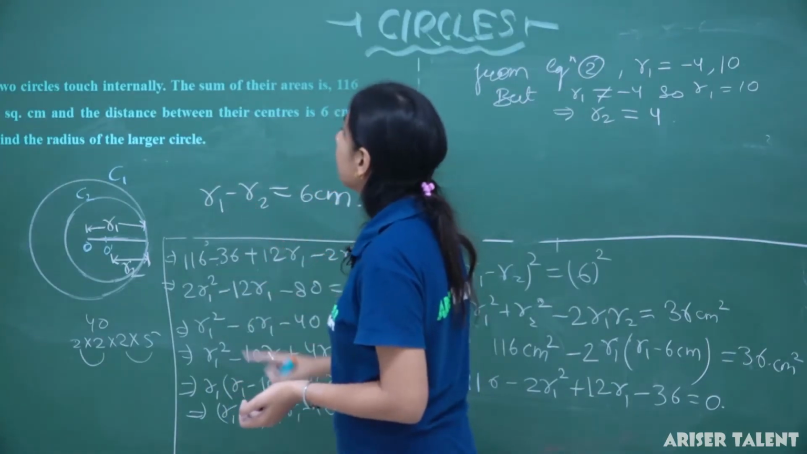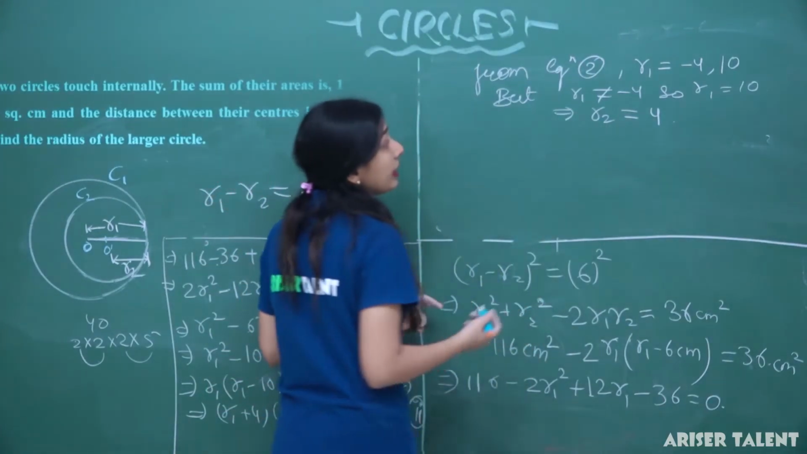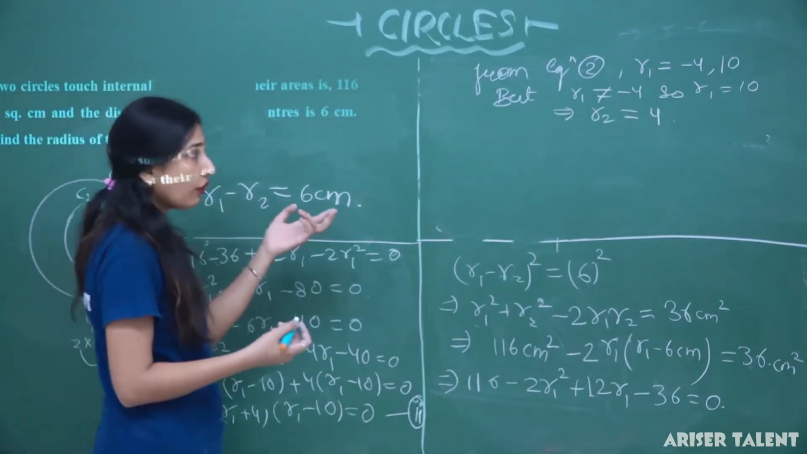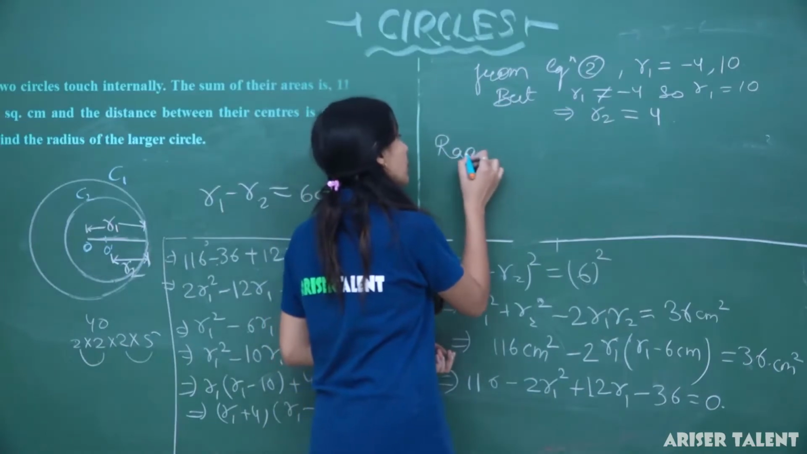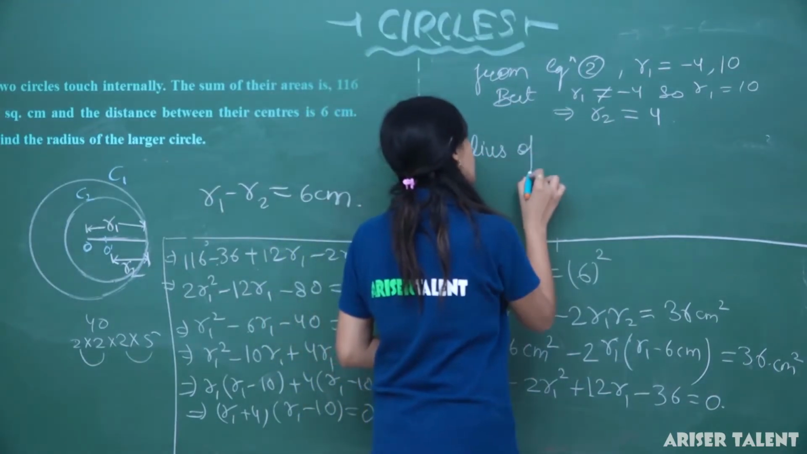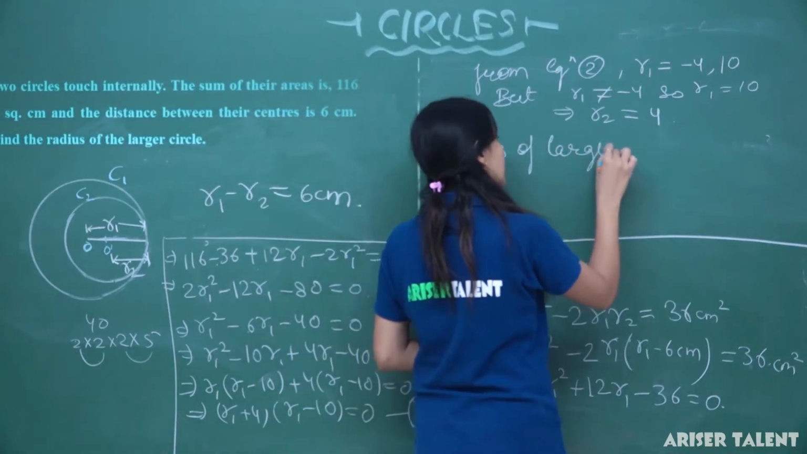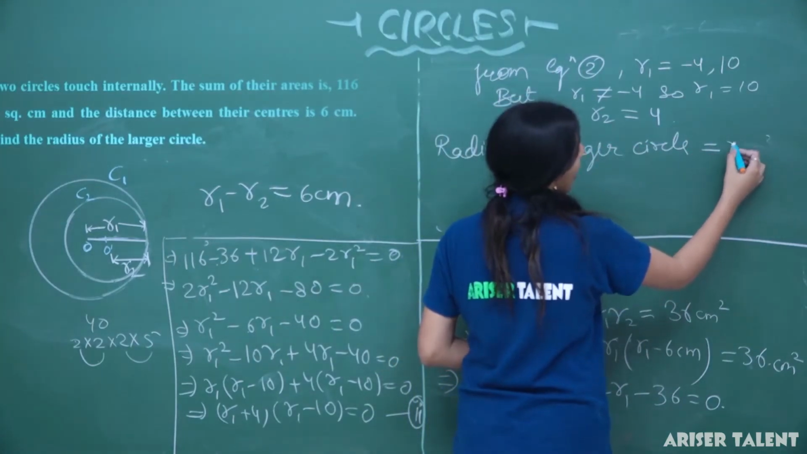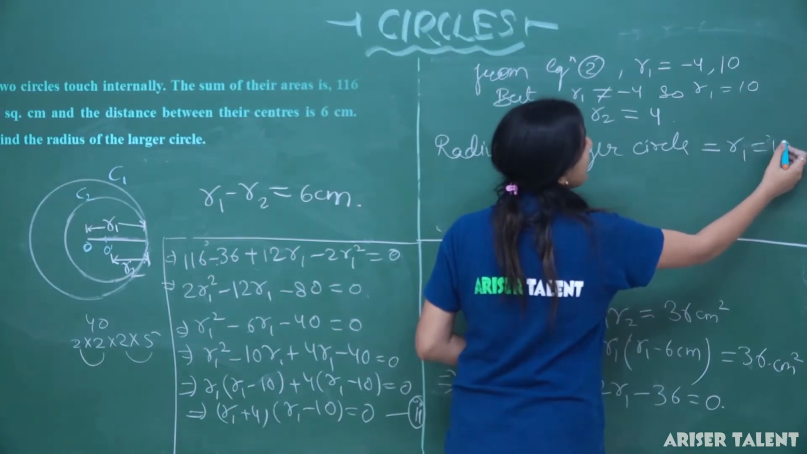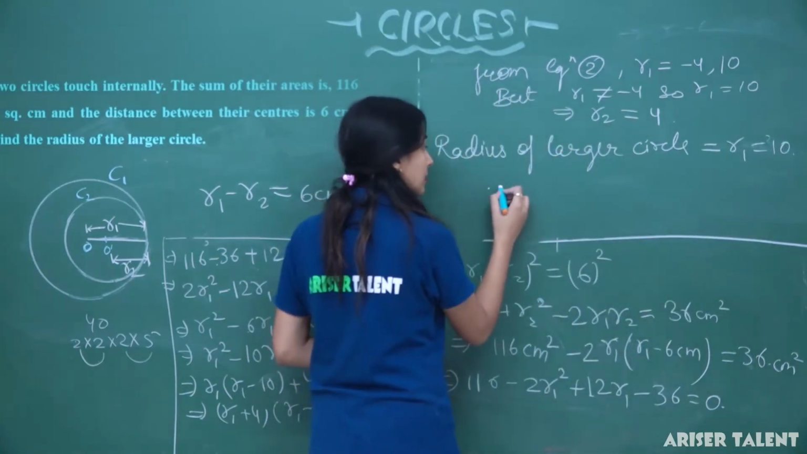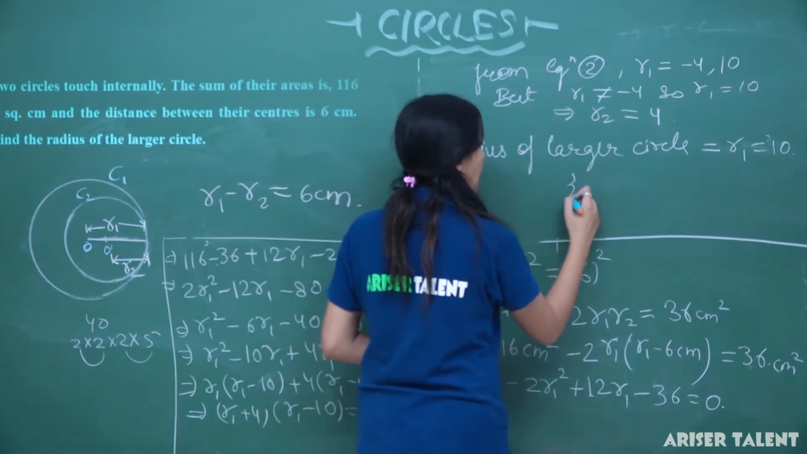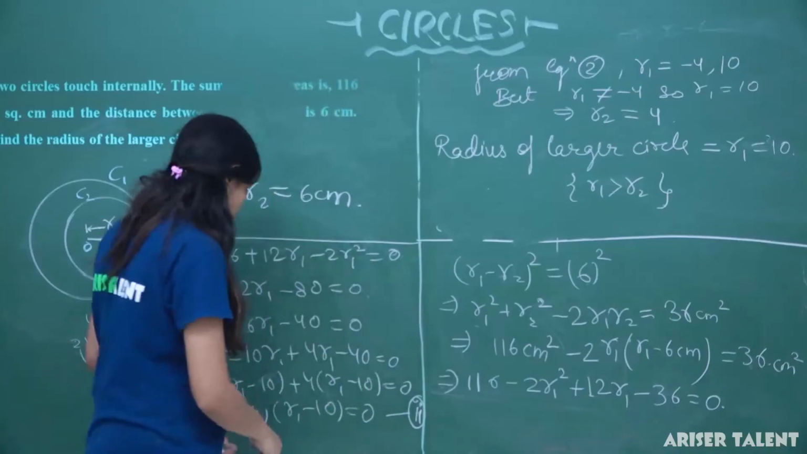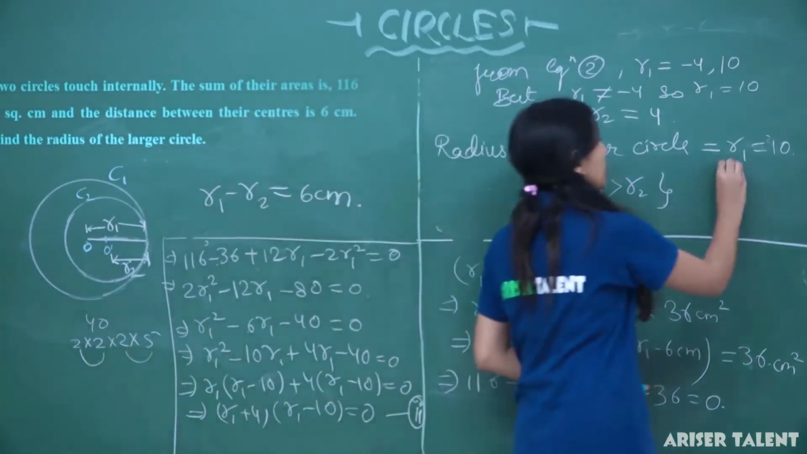Now, find the radius of the larger circle. So the radius of the larger circle, r1 is 10, r2 is 4. So obviously, the radius of the larger circle equals r1, which is 10, right? Because r1 is greater than r2. So this r1 equals 10 will be your answer.